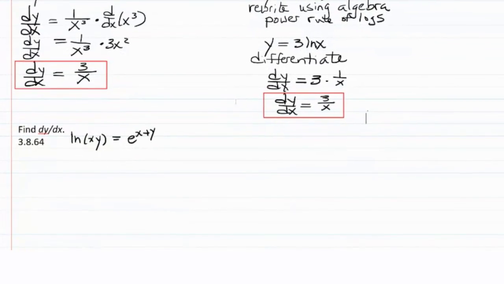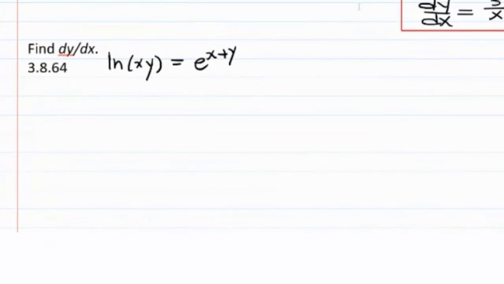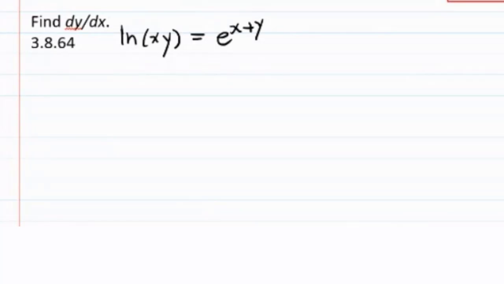Okay, so now let's look at this one. As we differentiate, this is going to involve implicit differentiation. If we leave it in the form that we have it now, the natural log of x times y equals e to the x plus y, the x times y inside of the natural log is going to involve, first of all, a chain rule. And second of all, in the process of doing that chain rule, a product rule. So you can see where that would be doable, you can do it.